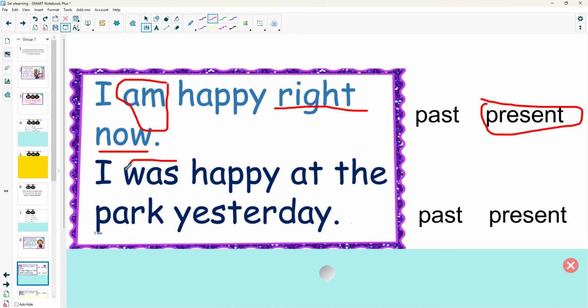Hopefully you said was as the verb, because was is the verb. Now I have to decide, did this sentence happen in the past, or is it happening right now in the present? Is there a word in this sentence that can let you know if it's past or present? I was happy at the park yesterday. Hopefully you recognize that yesterday already happened, so this was in the past.